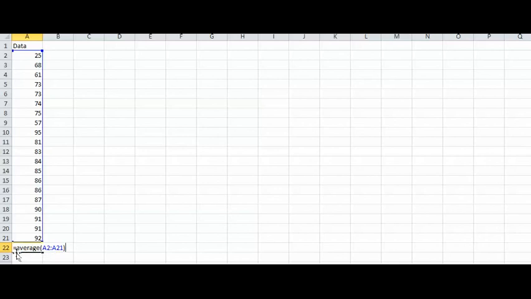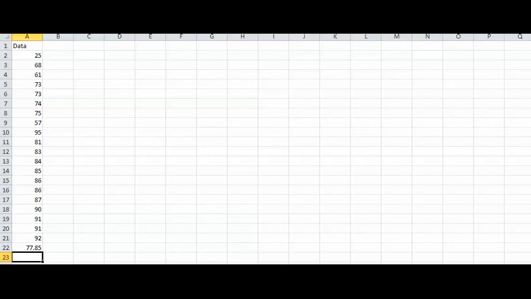What this is saying is that it's going to calculate the average of all numbers from A2 to A21, which is this entire column. So now I'll press enter, and it gives me the mean exam score of the class, which comes out to 77.85.